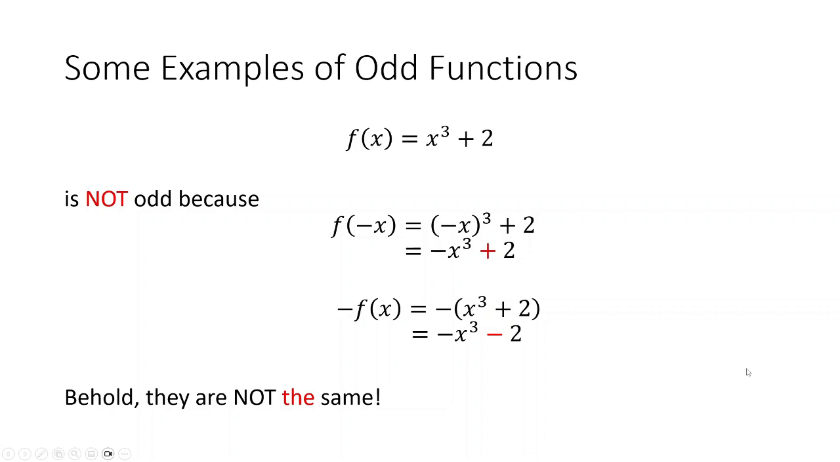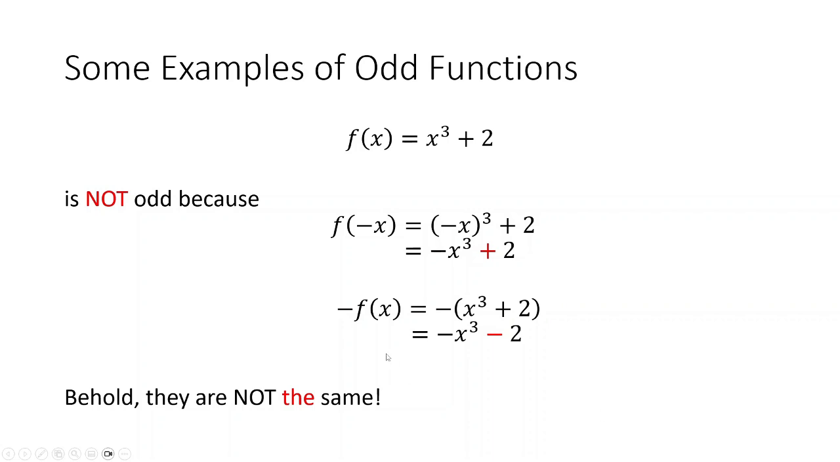Now to give you an example of a function which would not be odd, let me give you this function, x cubed plus 2. I claim that this function is not odd, and to that end, let's go ahead and check to see what happens if I plug negative x in to replace x in this function. If I replace the x's with negative x, then in the front I get negative x quantity cubed and then plus 2. And if I simplify that, that's negative x cubed plus 2.